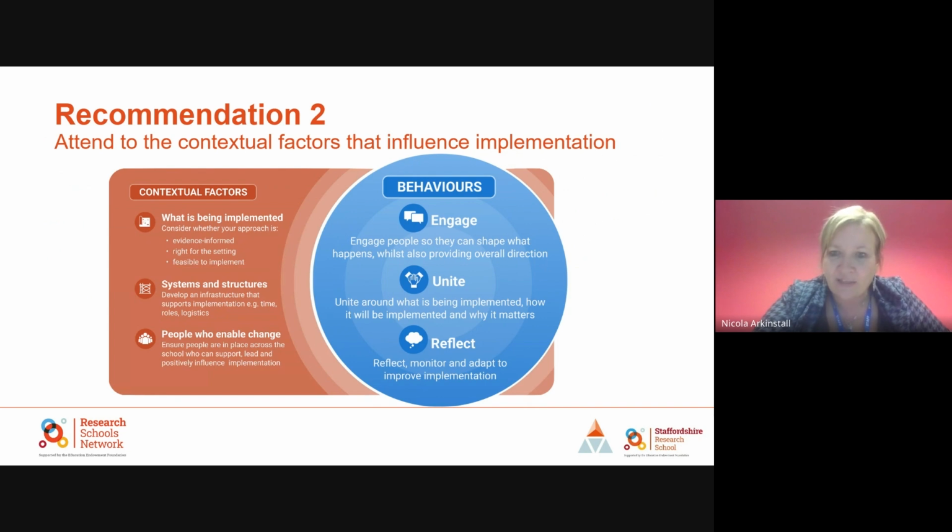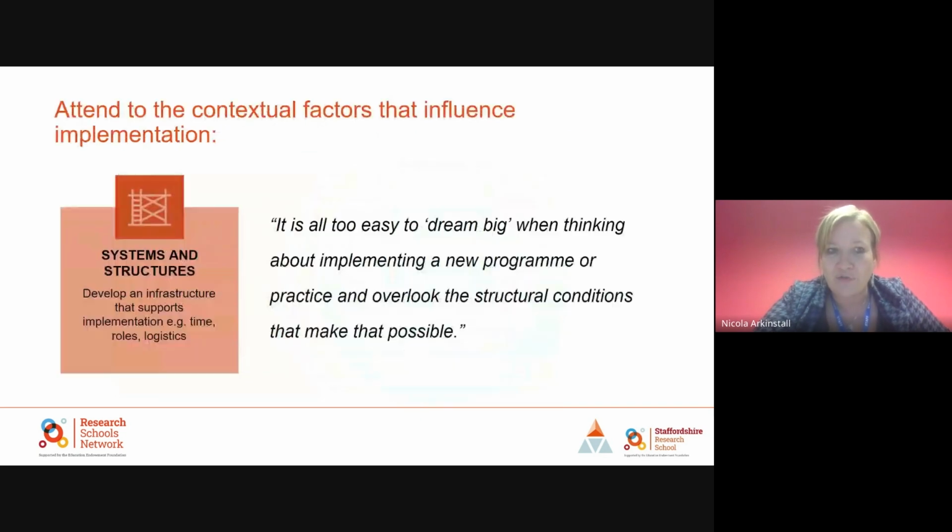So first of all, Nikki has already shared that diagram and just shared with you that the contextual factors that run alongside the behaviours are what you're choosing to implement, what systems and structures you have in place or need in place for the strategy to be effective, and whether you have the right people in place to enable that change. So I'm just going to take you through each of those in turn. First of all, I'm just going to focus on the systems and structures. So I'll just give you 30 seconds to just read that.